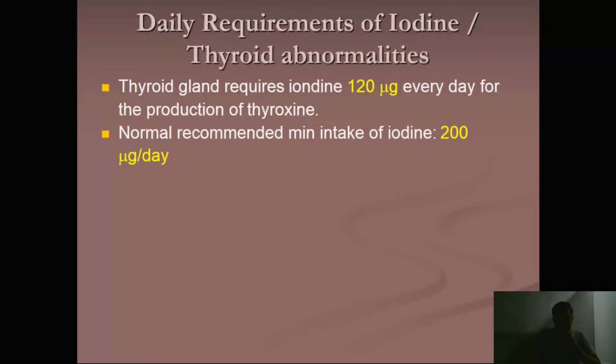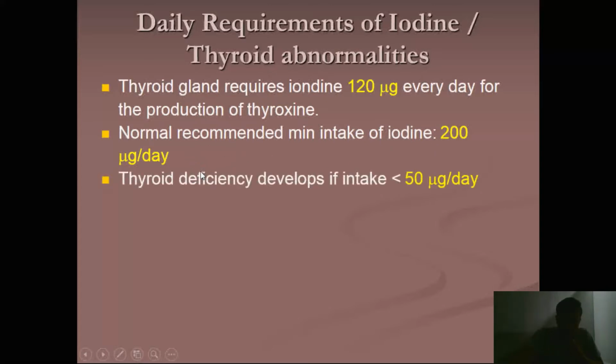As we have said, it's a trace element, and your body needs almost 120 micrograms every day for the production of thyroxine. In such a case, it is recommended that you take about 200 micrograms per day, either in your food or in your water, to maintain the actual concentration in your blood, right? And if the quantity is less than 50 micrograms per day, it may result in thyroid deficiency, right?